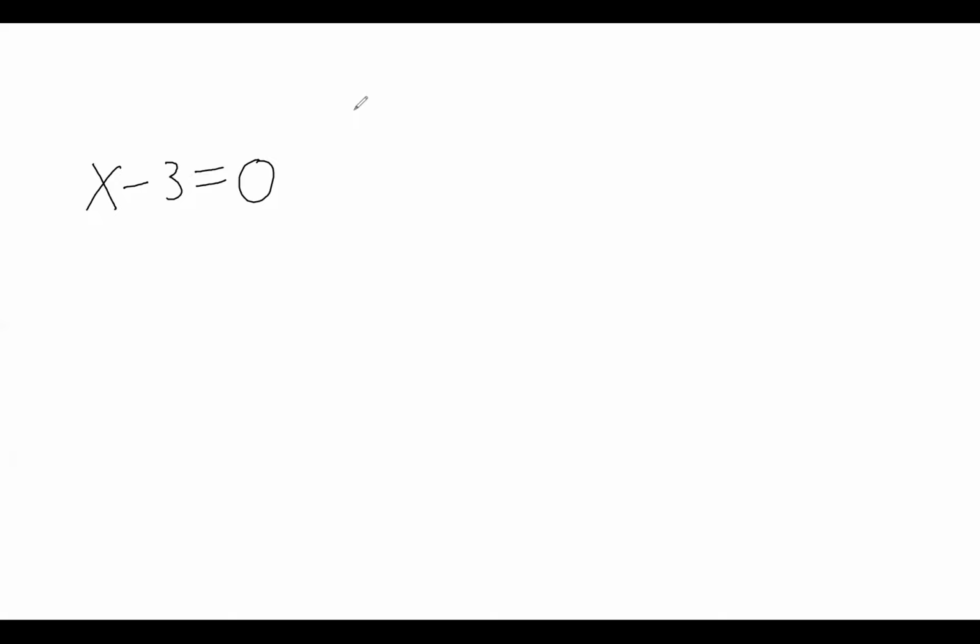x minus 3 equals 0. And I'm also going to write x minus 5 equals 0. Now, obviously, both of those things can't both be true at the same time, but that's not exactly what we're saying. We're saying there's two different possible answers that could make this equation true. And that might be something a little new for a lot of us.